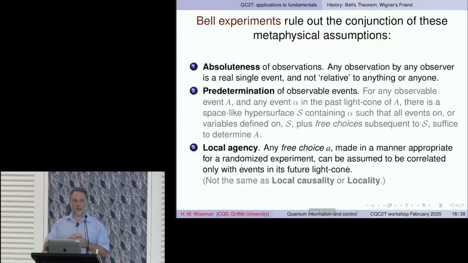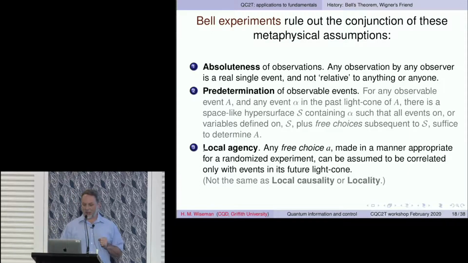Okay, so that's a pretty clear explanation, but I want to be a bit more formal, and I've set out some rigorously stated metaphysical assumptions here. There's one which Bell is just taking for granted, but which is going to be imported later on, which I'm going to call absoluteness of observations. It's just the idea that observations really happen: an observation by an observer is a real single event, and it's not relative to some other event or some other observer. Predetermination I can give a technical definition, but don't worry about that because it's not going to last long. And then there's the idea of, not just no fast and light signaling, it's more than that.